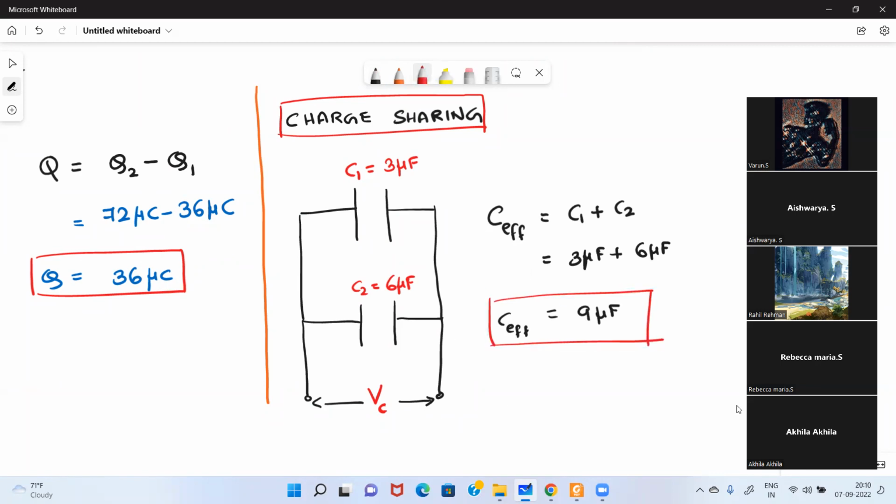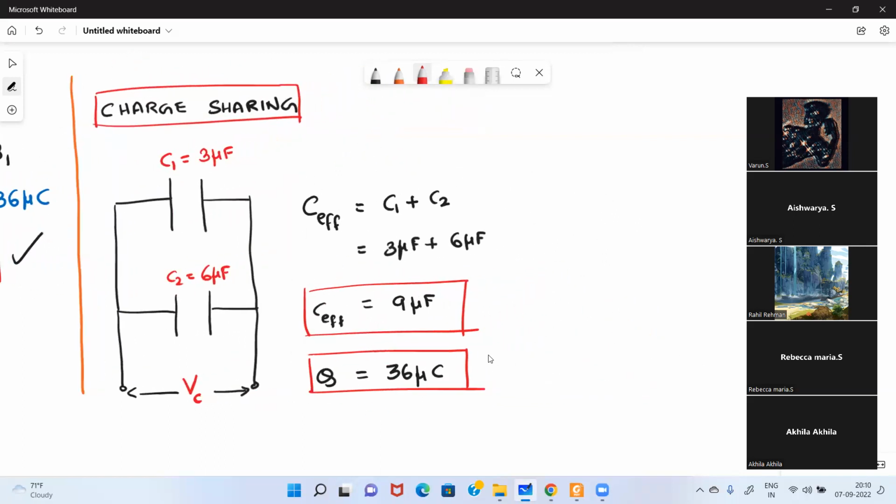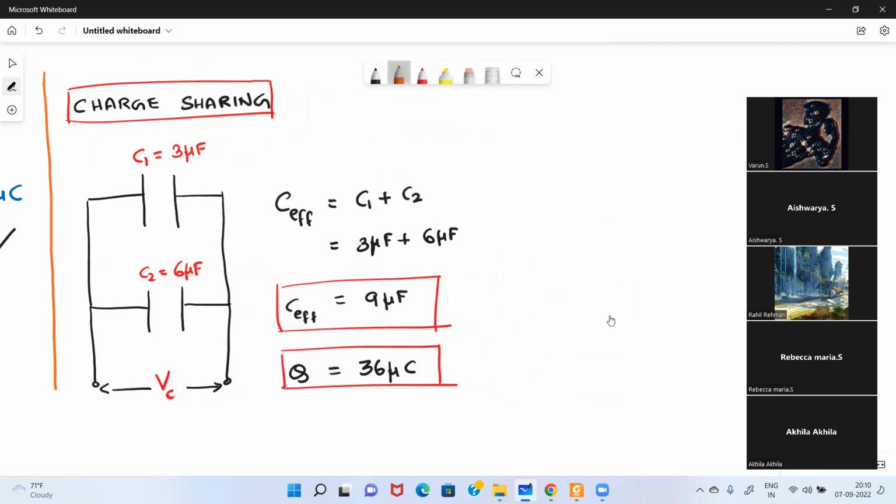And what is the common potential? Let's say it is VC. We know the total charge. What is the total charge in the system? 36 microcoulomb. We just got it, right? So we got Q, we know C, we can find out the common potential. This is what is asked in the question: what is the potential difference in the plates of the two capacitors.